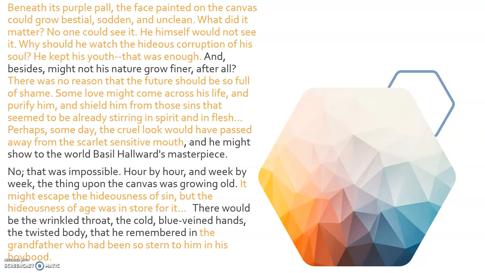But he realizes that even if the painting escapes the hideousness of sin, the hideousness of age will still be there for it. And in Dorian's mind, the sinfulness and the horror is just as bad as the aging, because of what Henry's told him about youth and beauty being the only thing worth having. There's another reference there to the idea of the aging of the portrait reminds him of his grandfather, who'd been so stern to him in his boyhood.